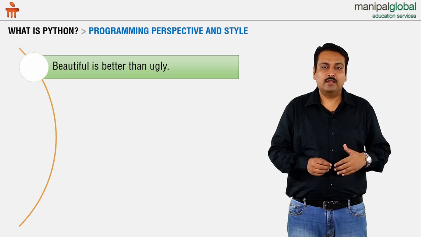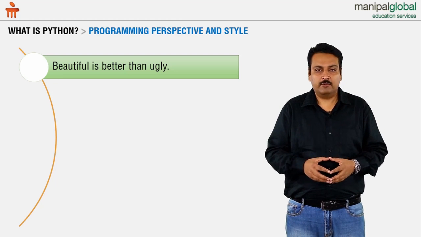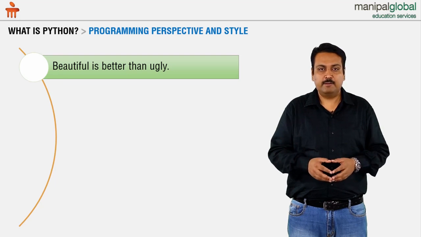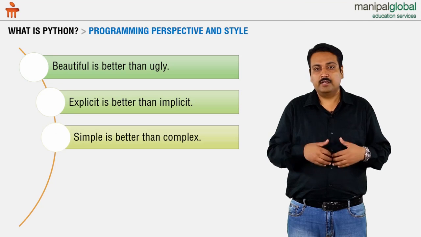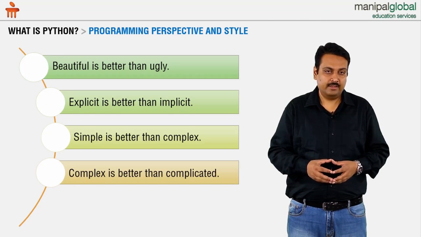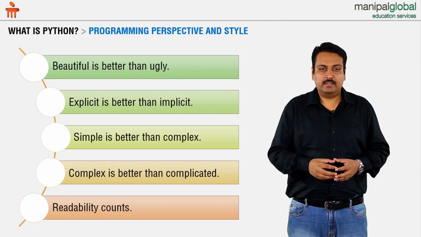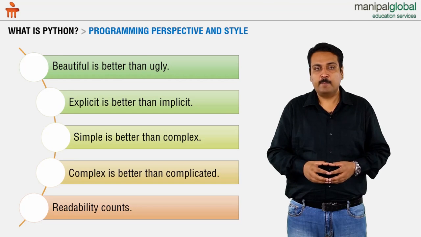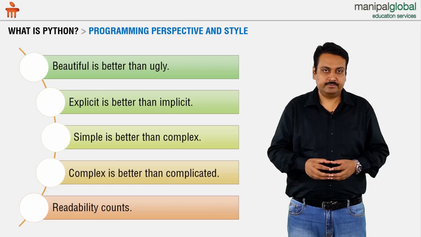So code will be easier to read, and it is also part of the Python way of programming where we say explicit is better than implicit, and simple is better than complex, and complex is better than complicated, and readability is at the highest level that the programmer has to consider when he does programming for Python.